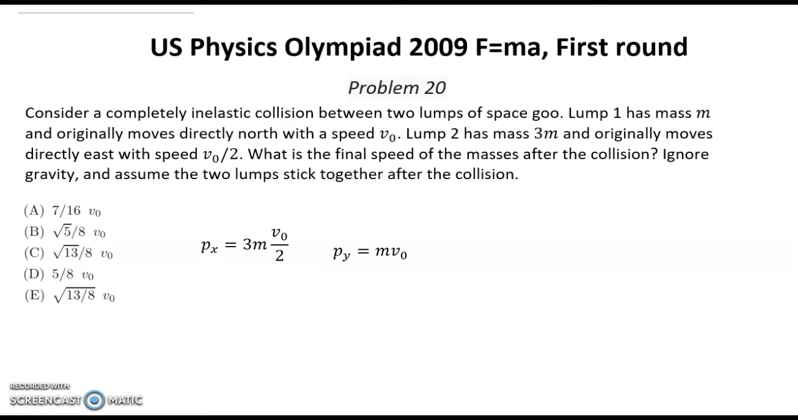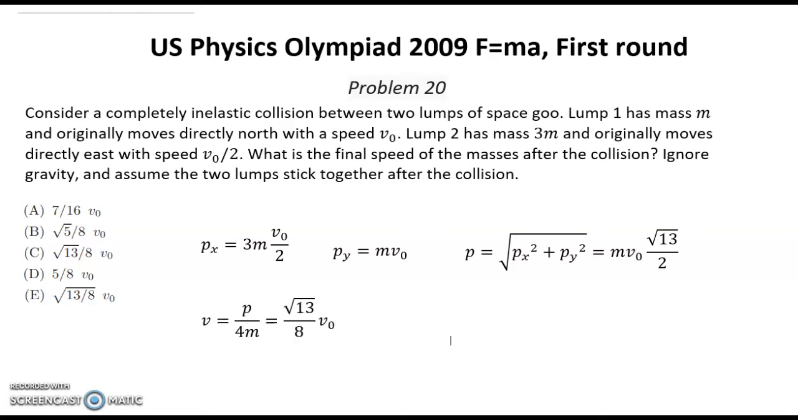And now we can count what is the total momentum of the system, which is just a square root of the sum of squares of both momentums, which is this expression. And now to count what is total speed, we just need to divide this momentum by the total mass of these two pieces which are moving together. And that's a result. As we can see, the correct answer is C.